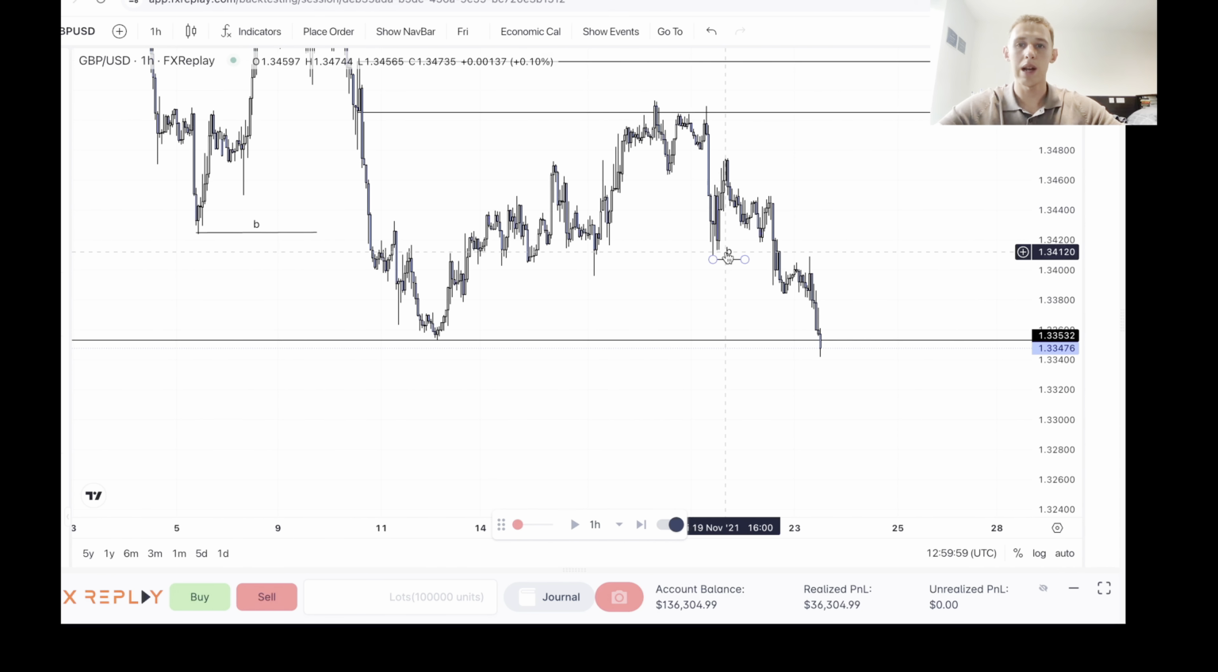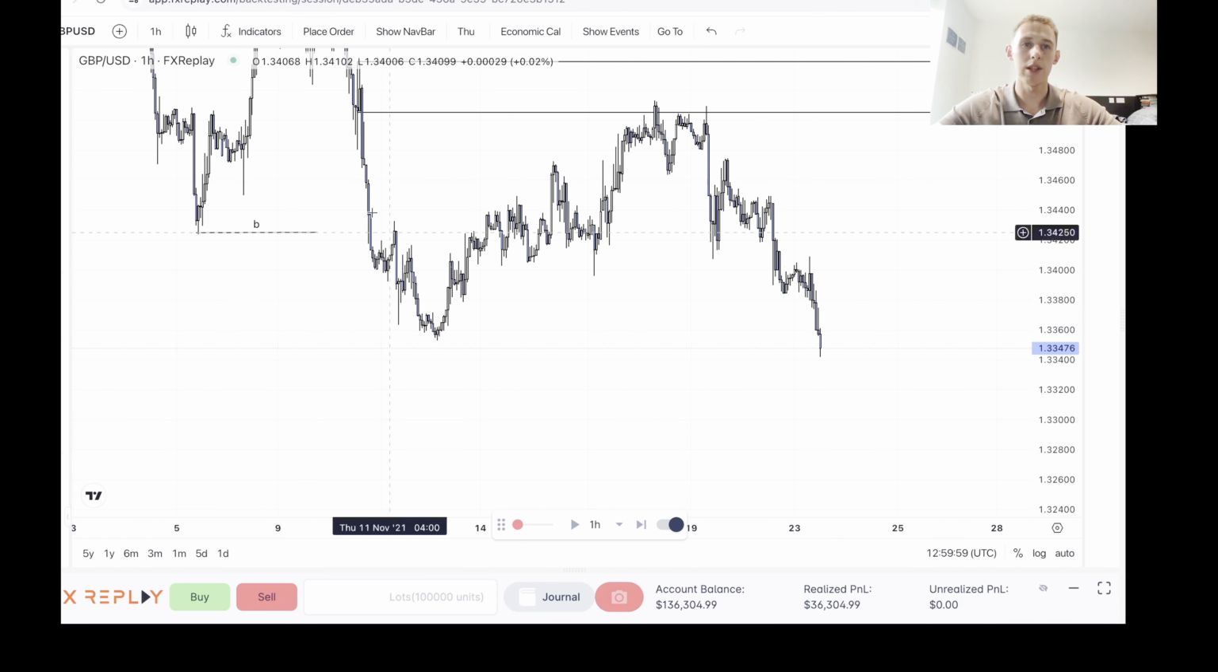That's a bit annoying, but luckily we got the counter trend trade up to the zone anyway. So we secured a nice 4% on that. Price has now broken this low again.